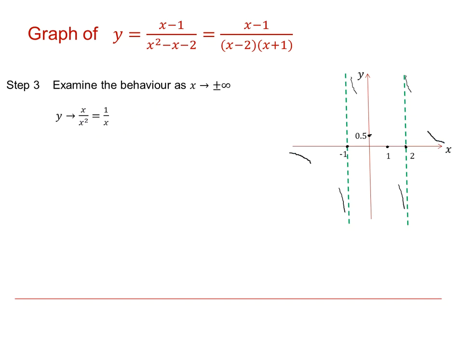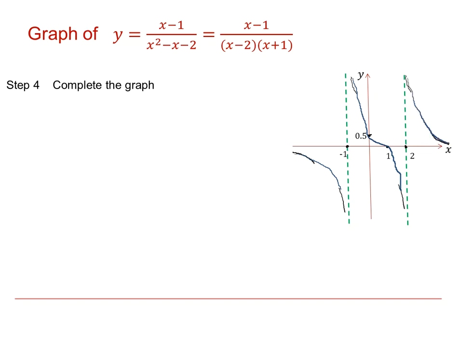And of course the final step is to join all of those parts that we've identified together. It is just a case of literally joining the dots, trying to get the graph going through the points on the axes and looking reasonable. And there's our graph of y equals x minus 1 over x squared minus x minus 2.